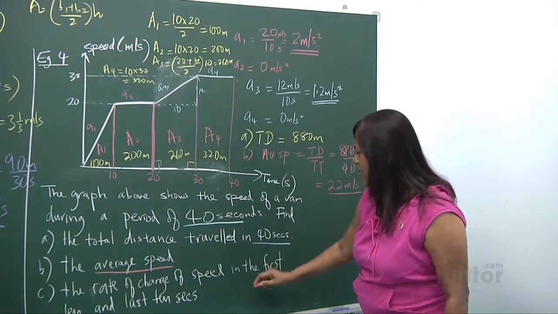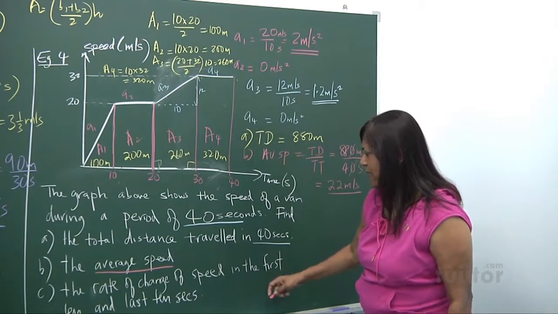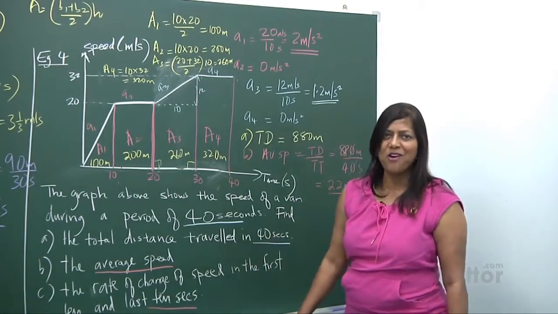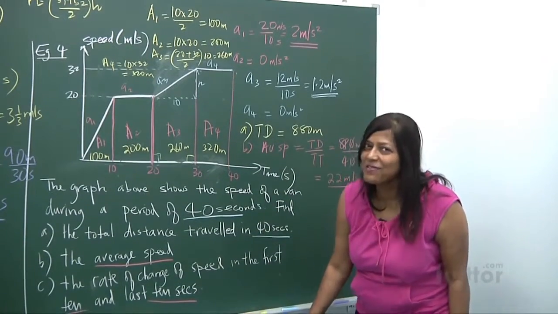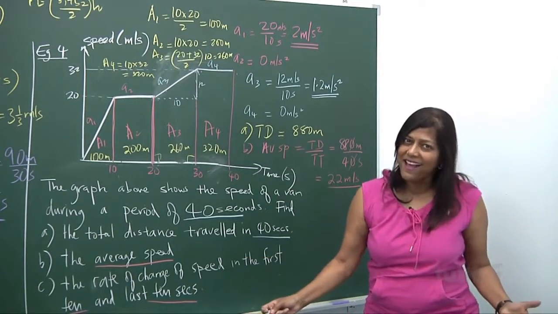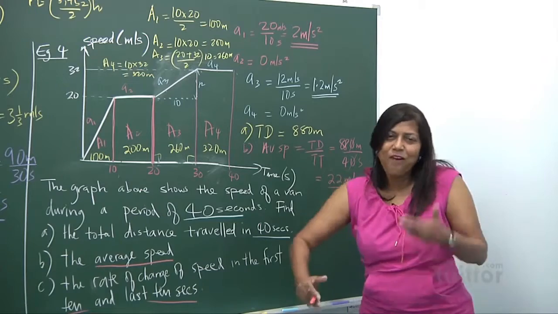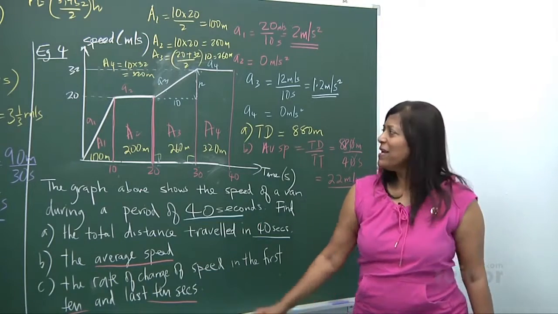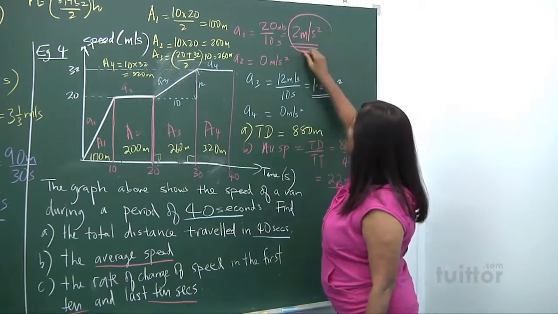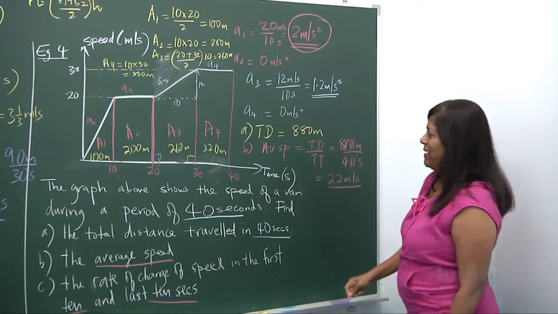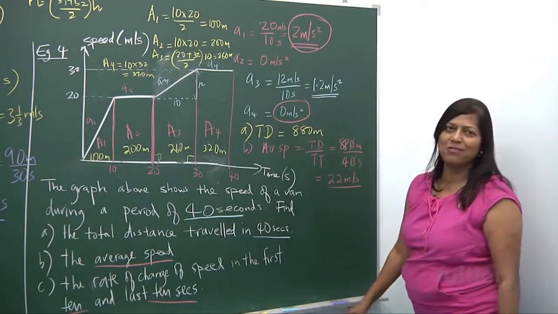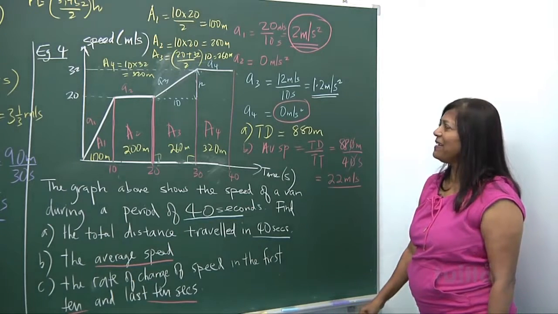Next, what is the rate of change in the speed in the first 10 seconds and the last 10 seconds? I've already done it for you. The rate of change of speed is acceleration. How fast is the speed changing? In the first 10 seconds, the rate of change of speed is 2 meters per second squared. In the last 10 seconds, it is 0. It's constant speed. Are y'all clear?